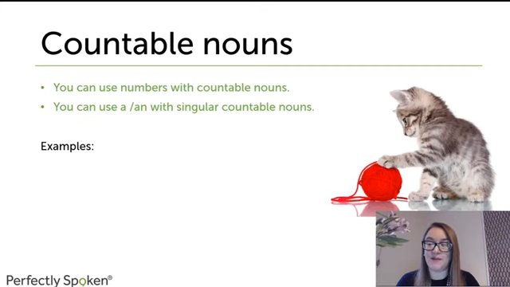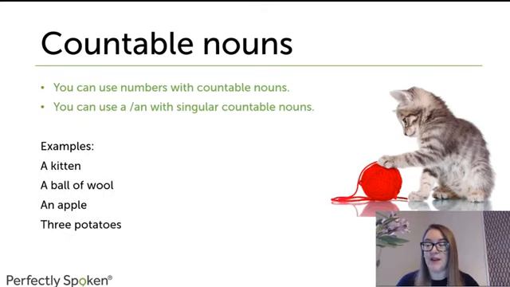Okay, here are my examples. So, a kitten, as in the picture, a ball of wool, an apple. Remember to use an if the noun begins with a vowel. Or 3 potatoes. Again, something you can count. 1 potato, 2 potatoes, 3 potatoes. So that's countable nouns. Things you can count. You can usually use a number or say a or an beforehand. So what about uncountable nouns?